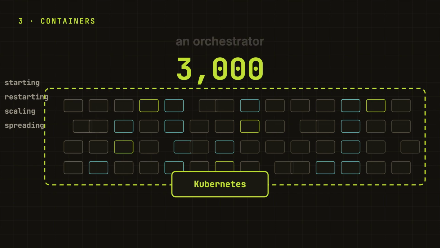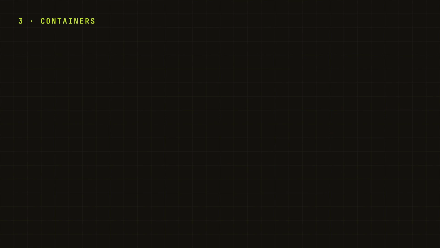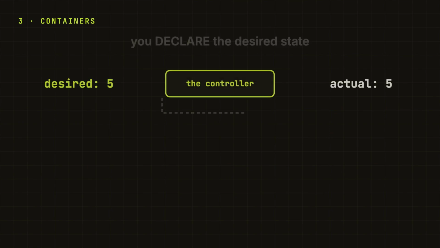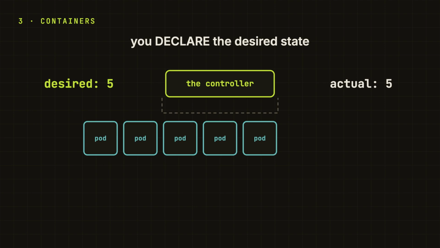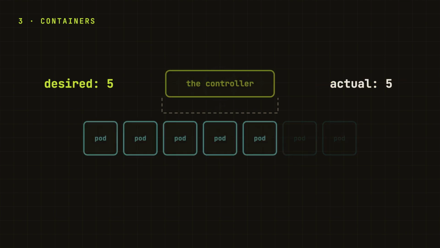Kubernetes, often written K8s, is an orchestrator. It runs and manages your containers across a whole fleet of machines, and its core idea is genuinely elegant and worth stating clearly. You declare the desired state. For example, I always want 5 copies of the order service running, and Kubernetes constantly works to make reality match that. It is exactly like a thermostat. You set the temperature you want, and it does whatever it takes to reach it.